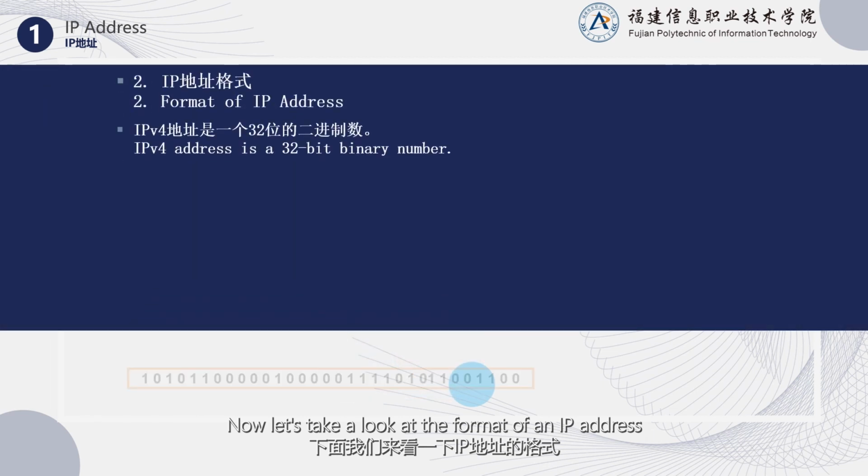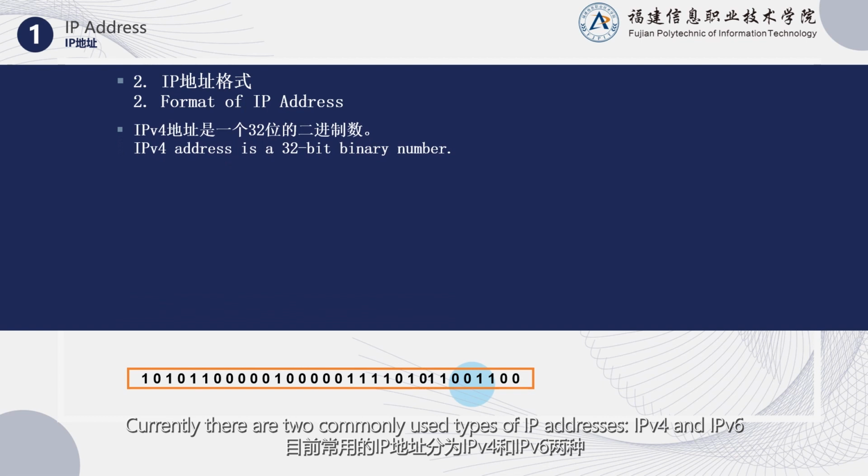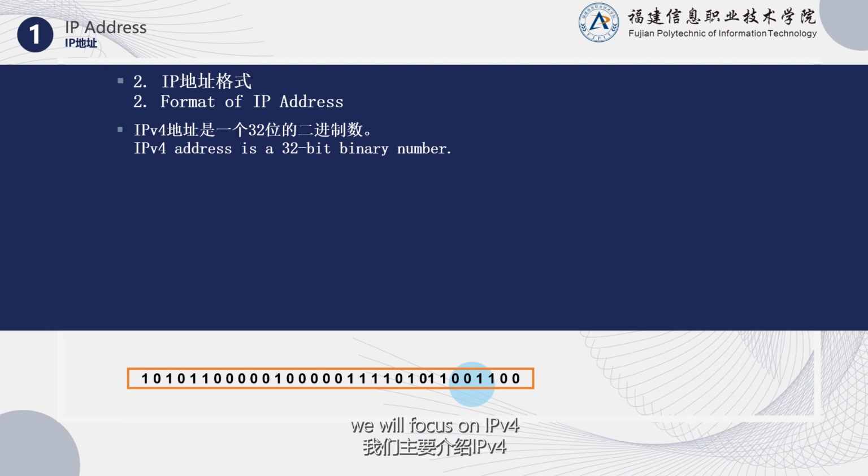Now, let's take a look at the format of an IP address. Currently, there are two commonly used types of IP addresses, IPv4 and IPv6. Today, we will focus on IPv4. An IPv4 address is a 32-bit binary number. In simple terms, it consists of 32 binary bits.